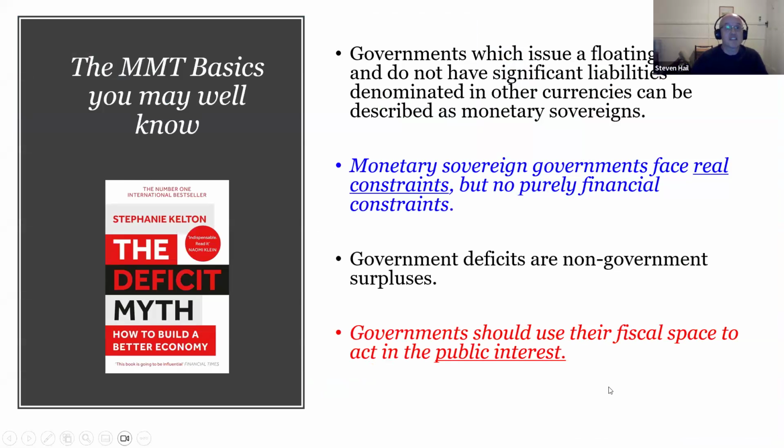The MMT basics, you may well know. This is me being in my lane. If you know anything about modern monetary theory, then you already know governments which issue a floating currency and don't have significant debts denominated in other currencies have more fiscal freedom of action than other governments do around the world. We call them full monetary sovereigns.